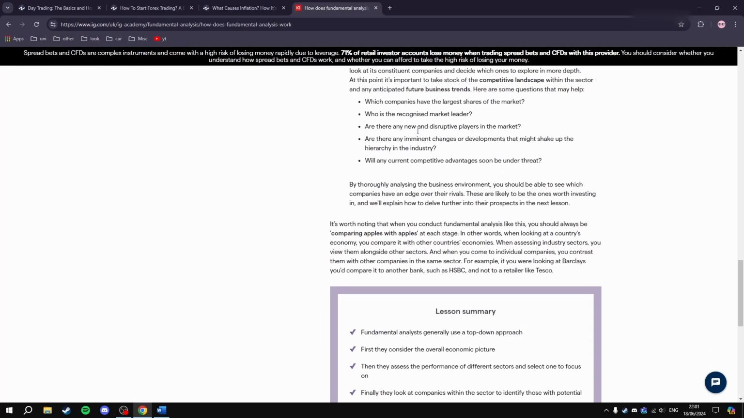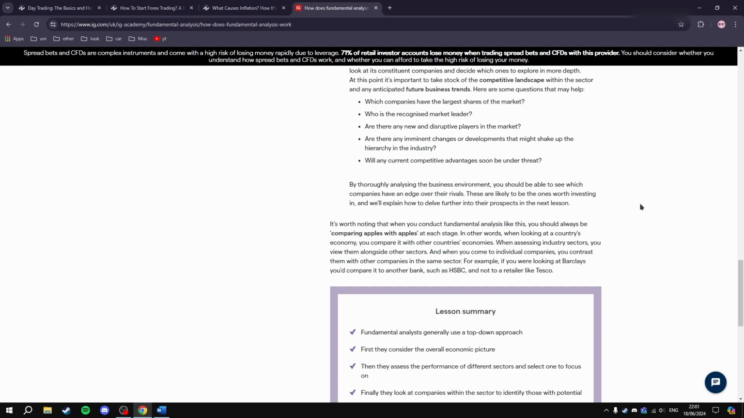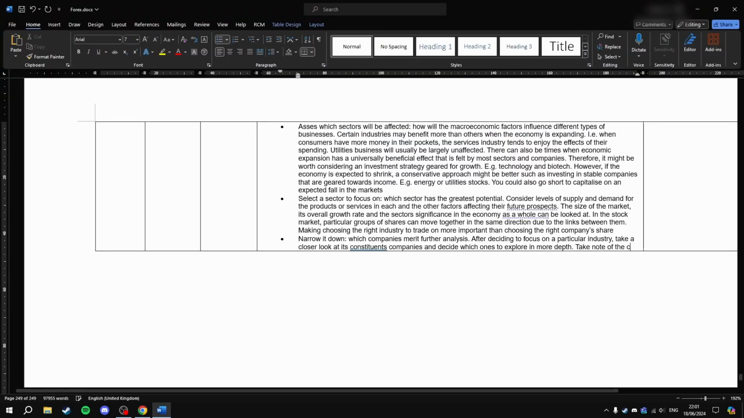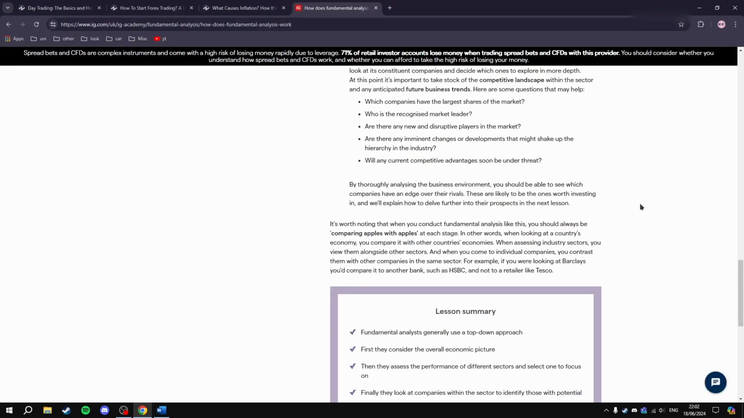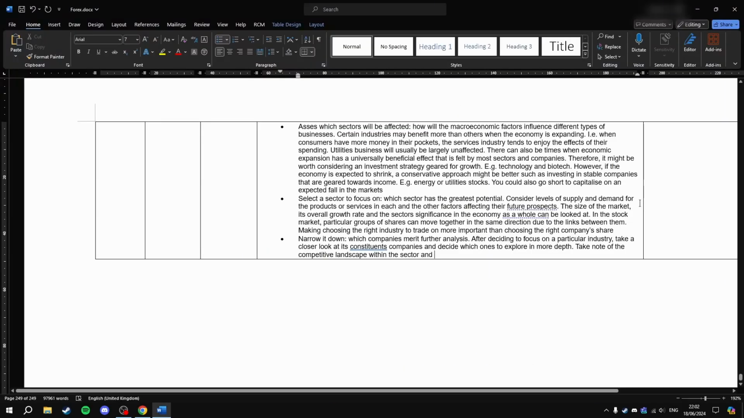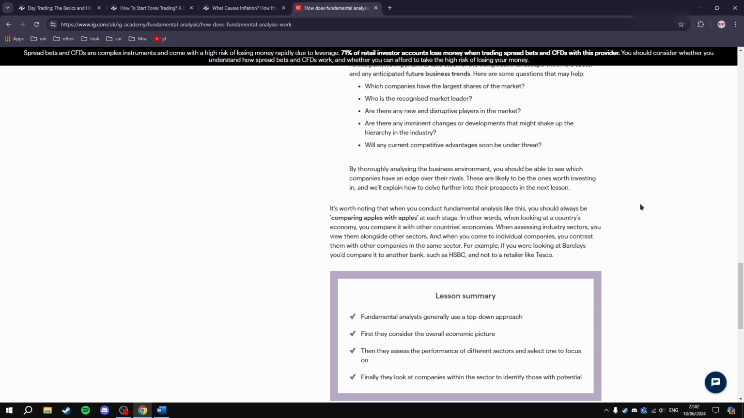At this point, it's important to take stock of the competitive landscape within the sector and any anticipated future business trends. Here are some questions that may help.